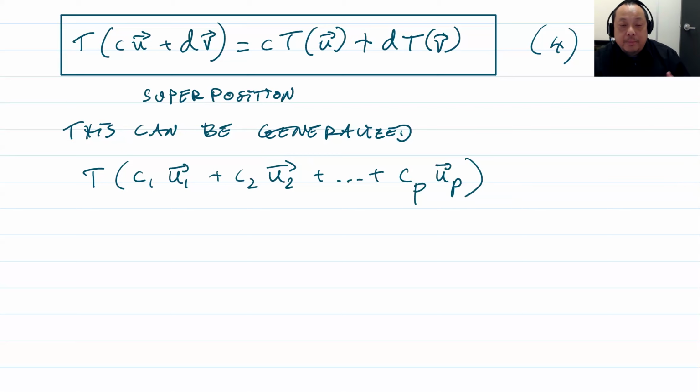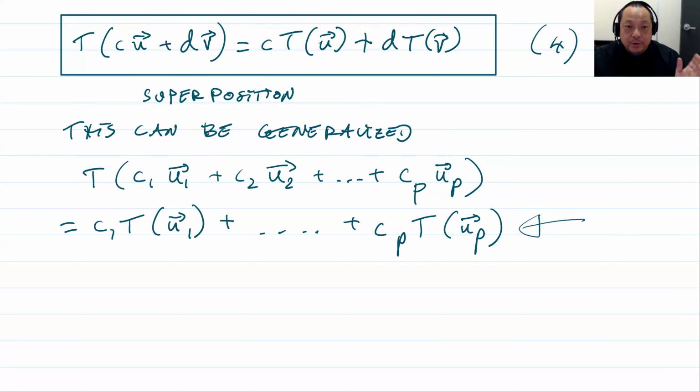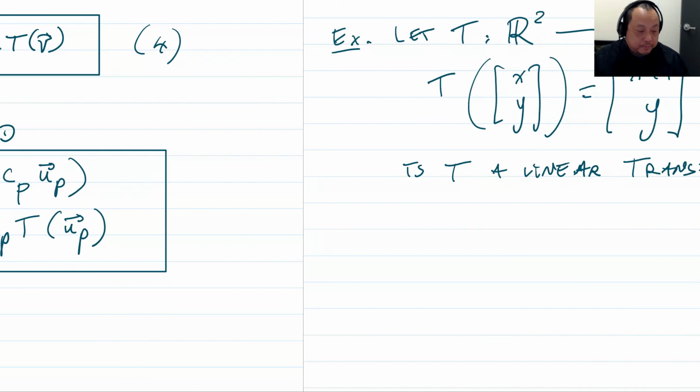If I have a linear combination of a whole bunch of vectors, I can expand it all out. Or vice versa, if I have a linear combination of a whole bunch of images, I can combine them together back to the original linear combination. Box it up, and that's a superposition property.